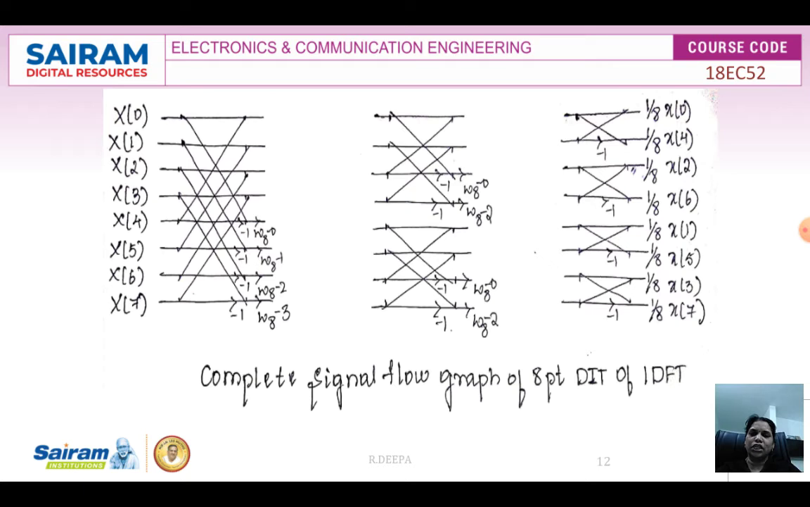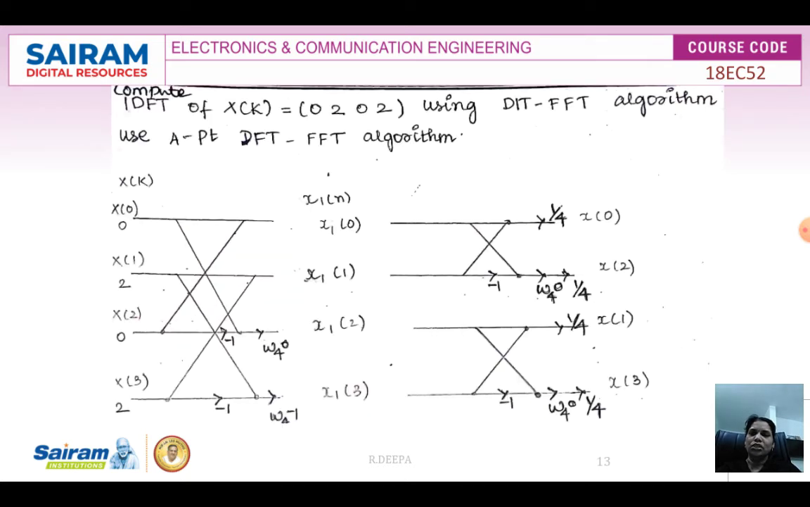Using this flow diagram, we are going to solve problems. There is a problem statement: compute the IDFT of X of k equal to 0, 4, 0, 2 using the DIT FFT algorithm, and you need to use the 4-point DFT FFT algorithm here. Since it is mentioned to use the 4-point algorithm, by default we take capital N equal to 4 and the entire structure reduces to this form.